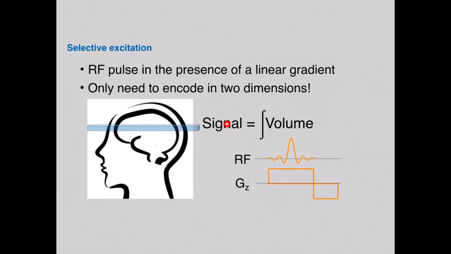The signal that I'm going to get is the integral over the entire volume, but the only spins that are excited are from that slice. So I really don't need to encode this dimension because this dimension is very thin. The only dimensions that I need to encode are this dimension and its orthogonal dimension, X and Y. But the Z direction, I don't need to encode because I encoded it by selective excitation. Does that make sense?